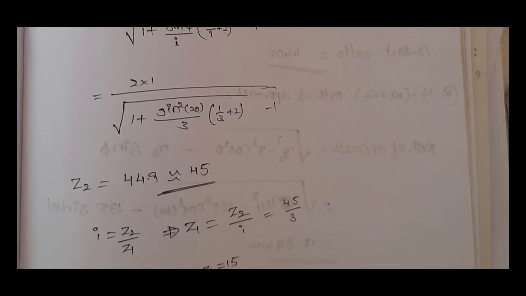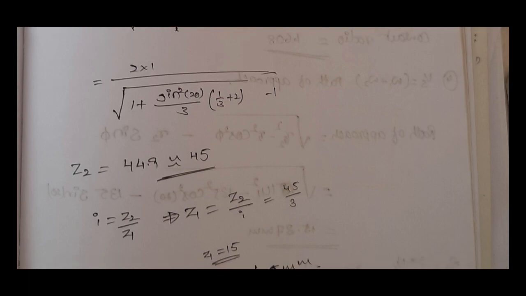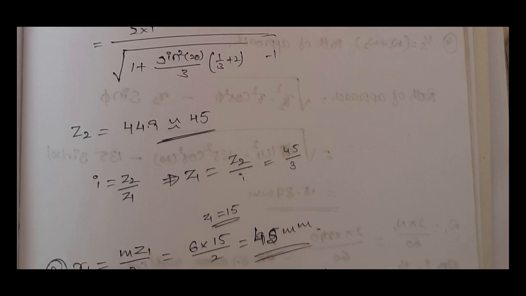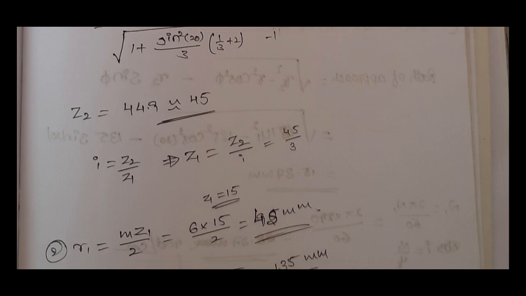Velocity ratio I is equal to N1 divided by N2 is equal to R2 divided by R1 is equal to Z2 divided by Z1. Now that we know Z2, we can easily find Z1 using the velocity ratio, I is equal to Z2 divided by Z1. Substitute the value, I we know is 3. Keeping the unknown on the left hand side, Z1 is equal to Z2 divided by I, that is 45 divided by 3, Z1 is equal to 15. Number of teeth on the gear is 15, and on the pinion it is 45.